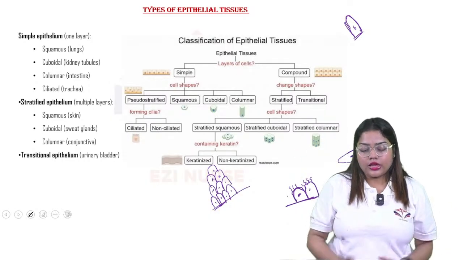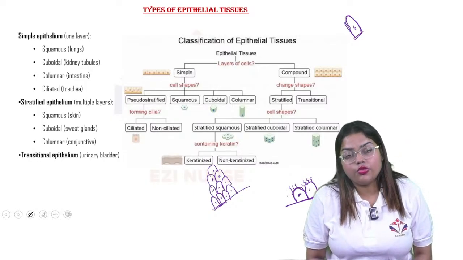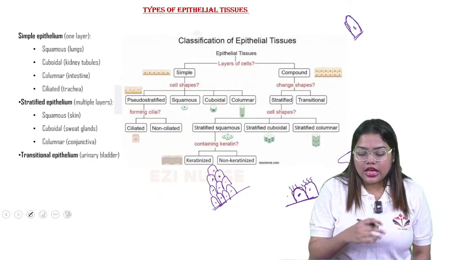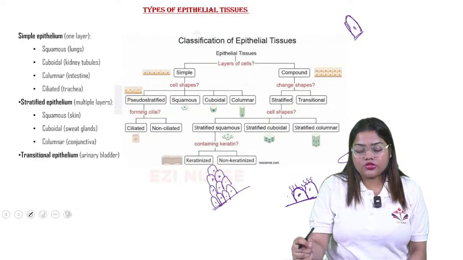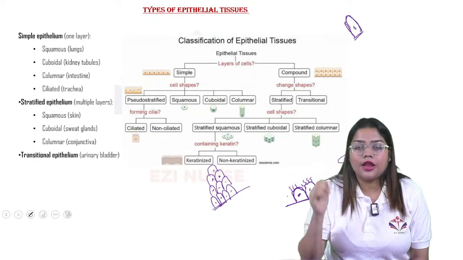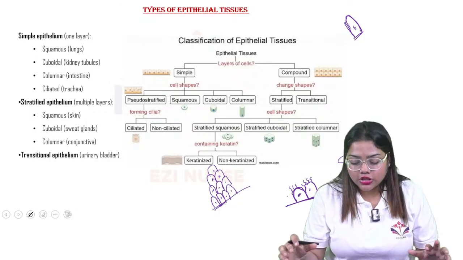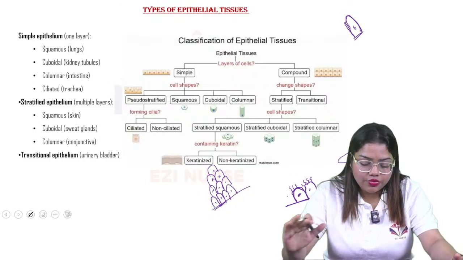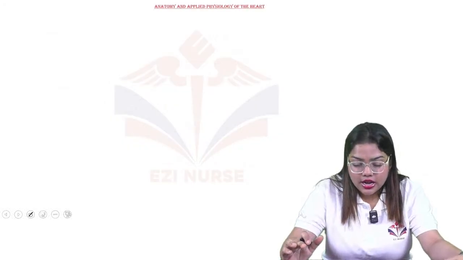Lastly we have the stratified squamous cell. We again have two types, that is keratinized and non-keratinized. Keratinized are the cells which have keratin protein in their cell, and non-keratinized are those which don't have any kind of protein or hair-like projection in the cell. Keratinized tissue you can find in our scalp, underarms, and the pubic area, and non-keratinized are those which don't have this type of protein in their cells. So these are the types of epithelial tissue.